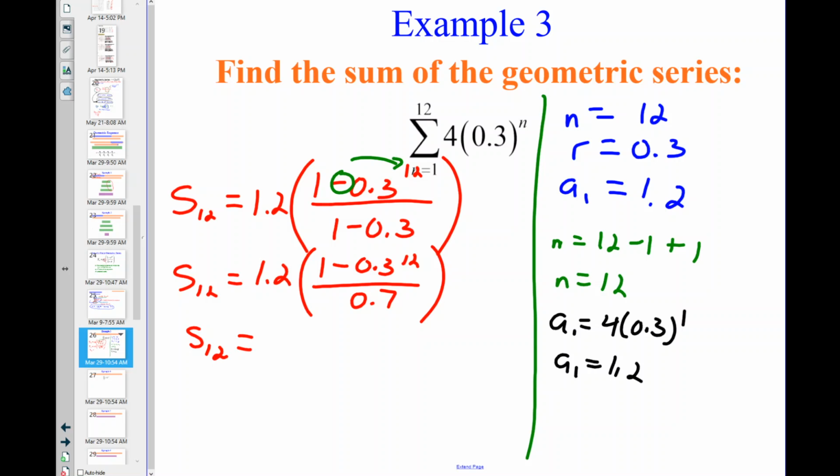I did it last period. Does anybody have the calculator on them now? I think it came out to be like 1.71 or 1.7. Here, let me see if I can do this real quick. 1 minus 0.3 to the power 12, divided by 0.7, times 1.2. 1.71. Yeah, 1.71. We'll stop there. We'll pick it up tomorrow. We're in here tomorrow.